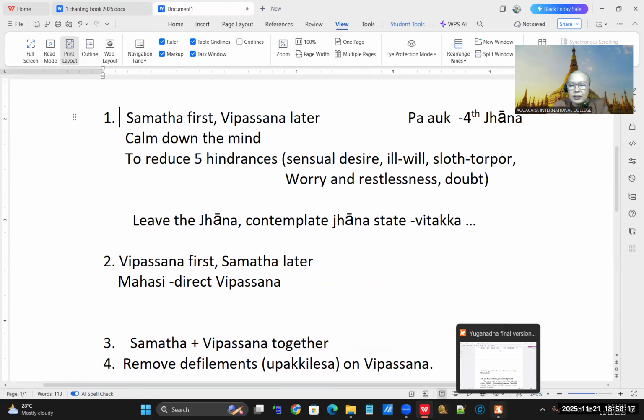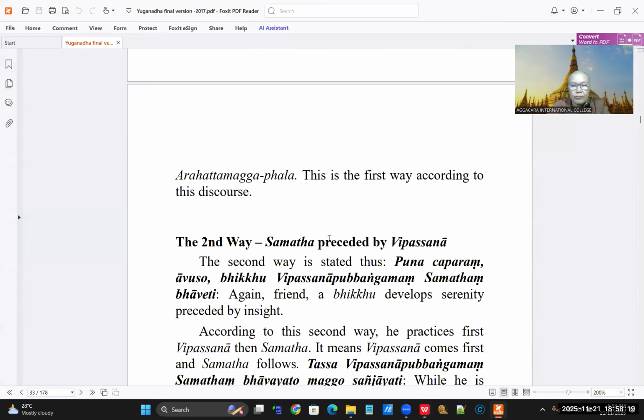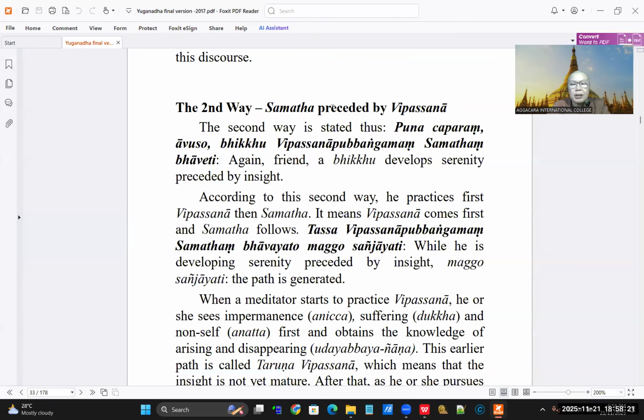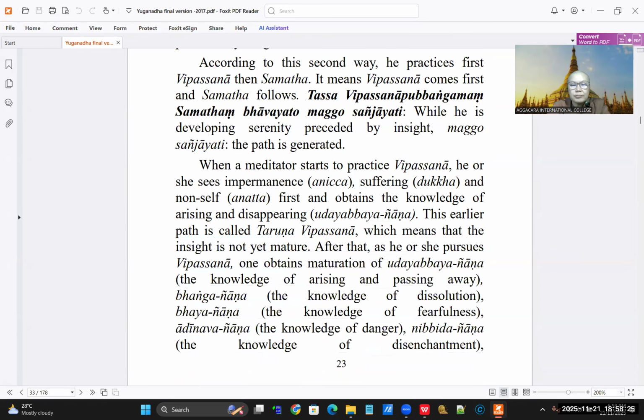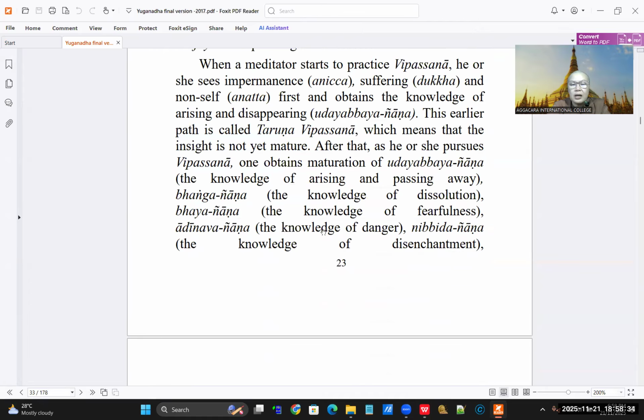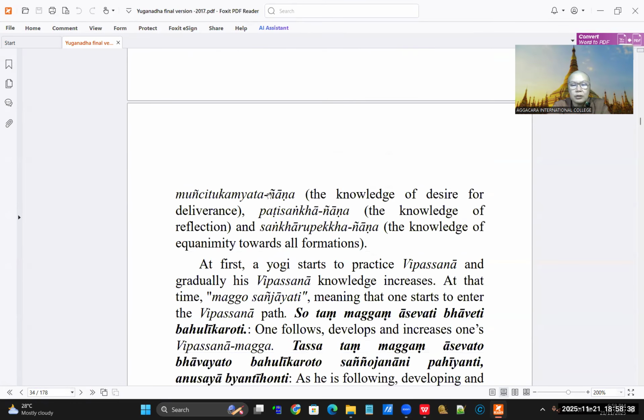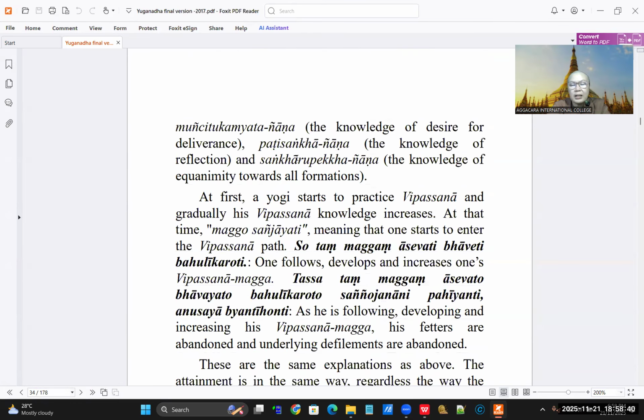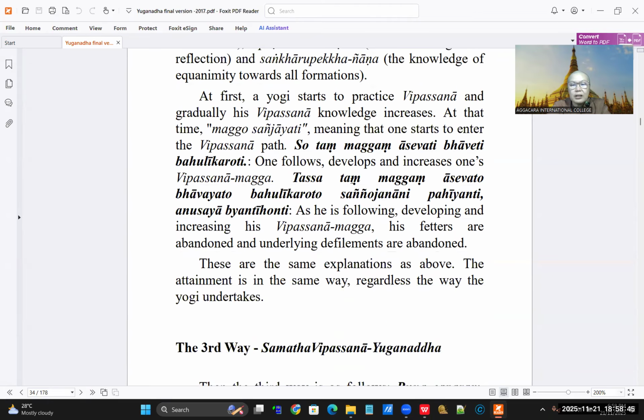Now, according to this text, the second method, samatha preceded by vipassana, means vipassana first, samatha later. He needs to practice vipassana, try to see anicca, dukkha, anatta, and go through all the different types of knowledge, udayabbaya, bhanga, and so on, until he gets the highest one, sankharupekkha nana. Then after that, he does this.